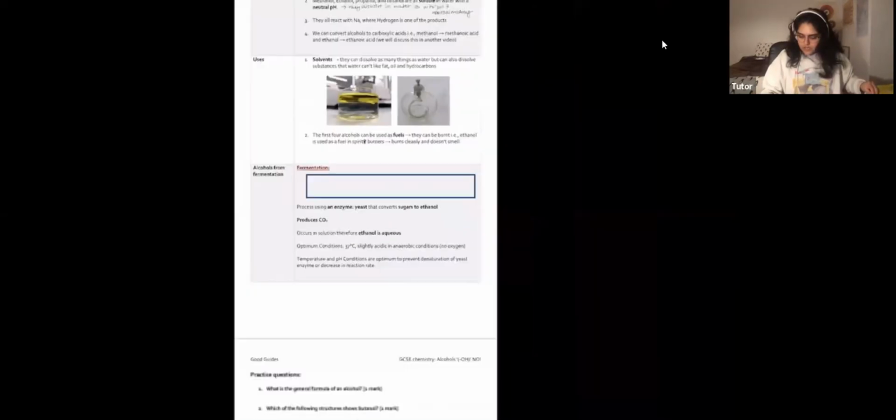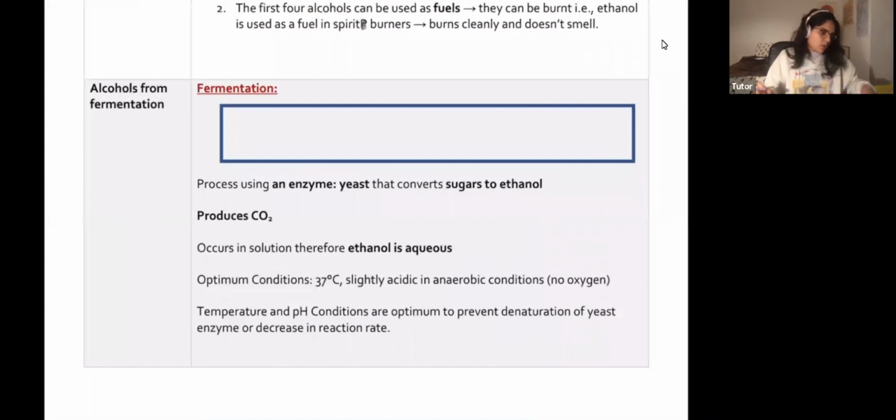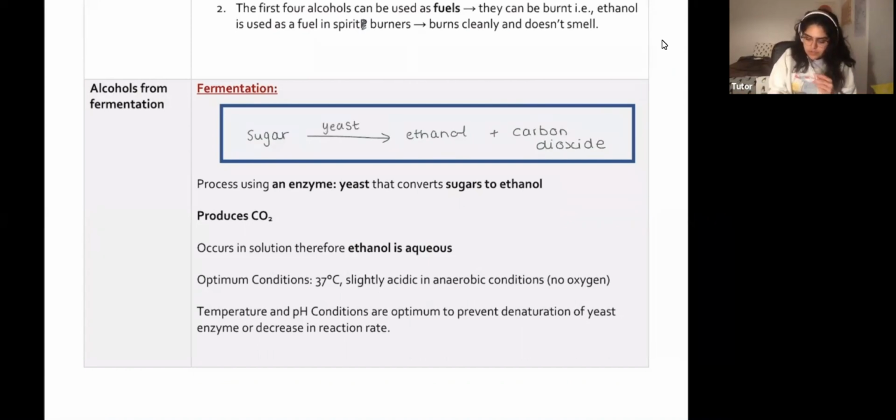And so now the final part within alcohols is fermentation. Fermentation is a way in which we can make alcohols from sugar. So we can go from sugar, and it's converted to ethanol and carbon dioxide, like so. This fermentation process uses a biological enzyme as a catalyst, and that enzyme is yeast. So this process uses yeast, and it converts sugars to ethanol. It also produces carbon dioxide. And when this process happens, the ethanol that we make is aqueous, which means it's dissolved in water.